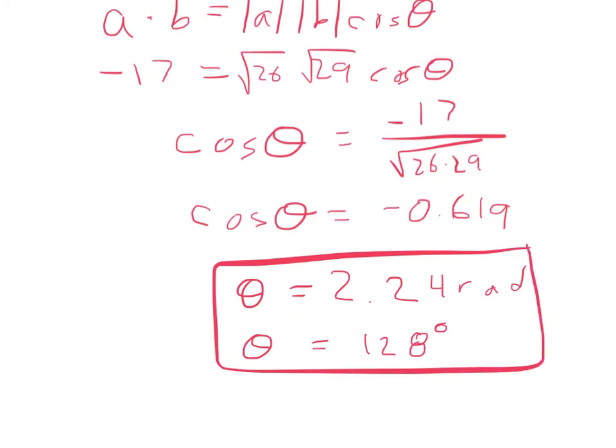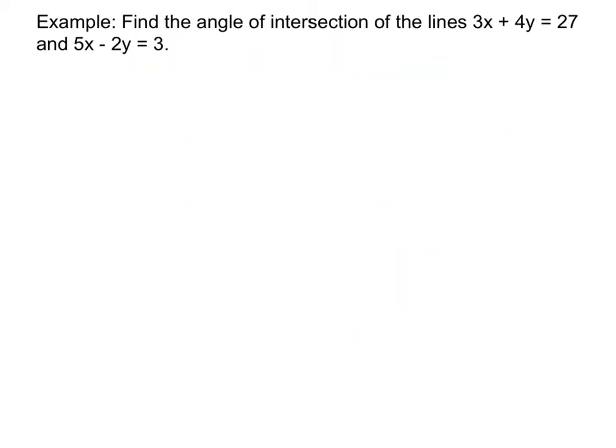So long story short, if they ask you to find the angle between two lines, just pull out the directional vectors and find the angle between them using this formula. On the next page I have an example for you guys that's one step up. For this one, I'm asking us to find the angle of intersection of these two lines.